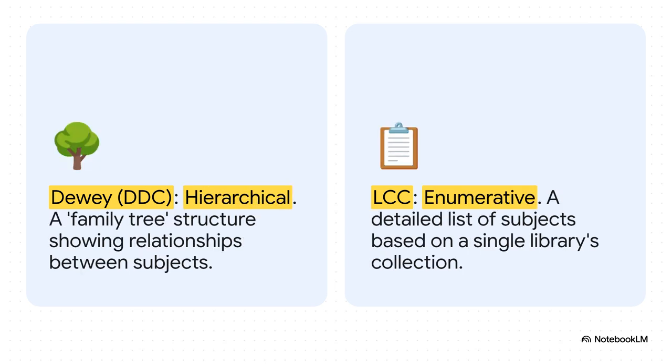Dewey is fundamentally hierarchical. It's built like a family tree of knowledge, where every subject has a logical parent. You know, the 500s are science, so 520 is astronomy, and 523 is specific celestial bodies, and so on. The LCC is more enumerative. It's less worried about showing the theoretical relationship between all knowledge and more focused on just creating a super detailed list of every subject it holds. It's less of a map and more of a practical index for finding books.